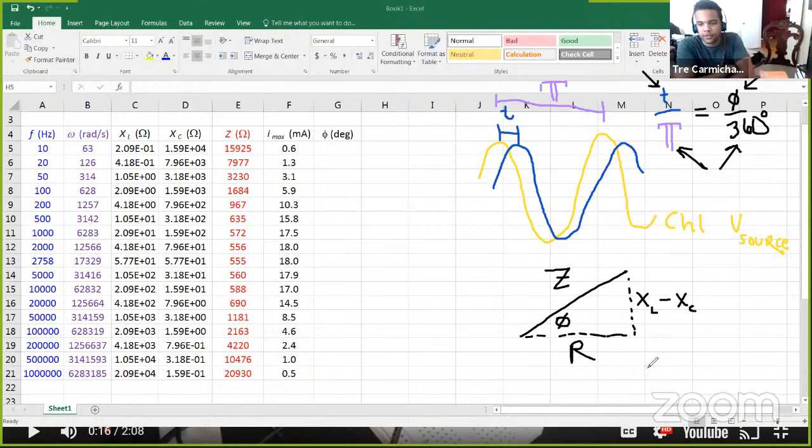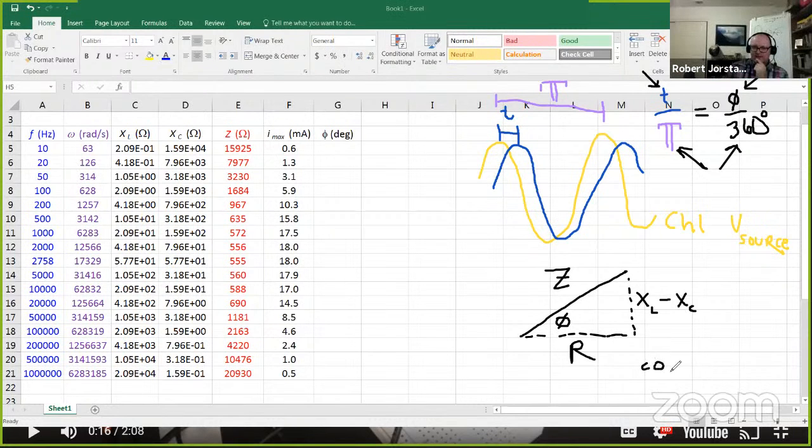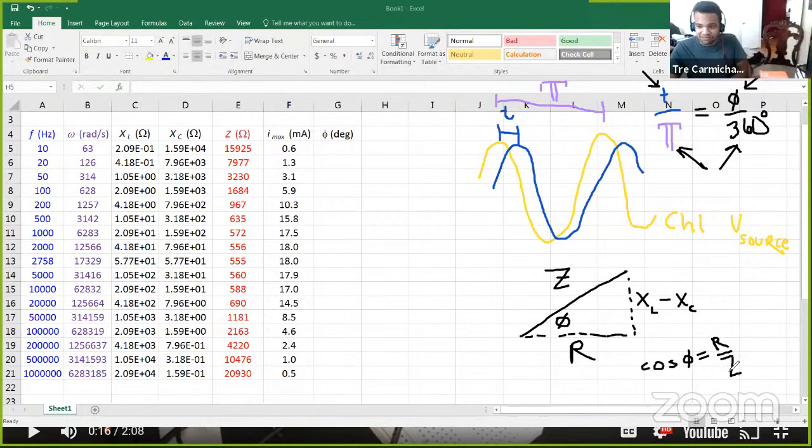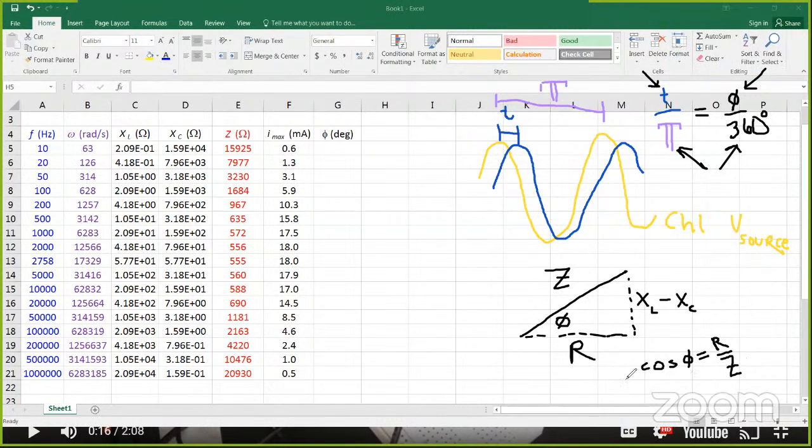Cosine phi is equal to R over Z. Okay, that is a very good one and a common one. Cosine phi is so common in these that it's often called the power factor. We'll discuss that when we start doing problems later. But that is one valid one. It turns out I don't like to use that one, so give me another one. My book says cotangent of XL minus XC over R.